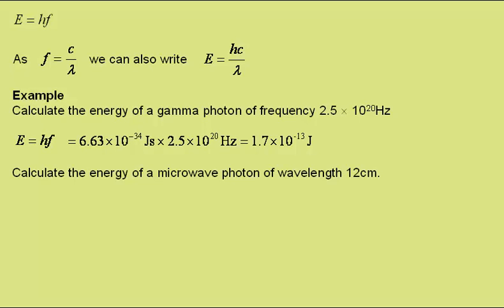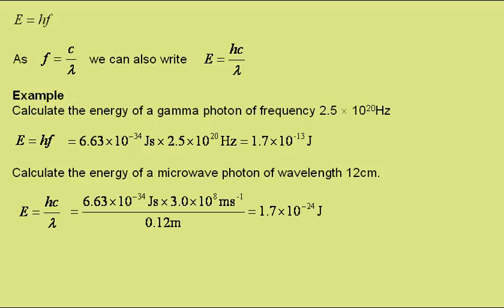Next, calculate the energy of a microwave photon of wavelength 12 centimeters. In this case, we can use this equation and write E equals hc over lambda. Putting in the numbers, we have Planck's constant multiplied by the speed of light in a vacuum divided by the wavelength, remembering of course to convert it into meters. This gives a photon energy of just 1.7 times 10 to the minus 24 joules, much smaller than the energy of the gamma photon we found here.